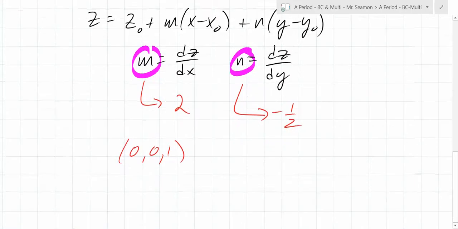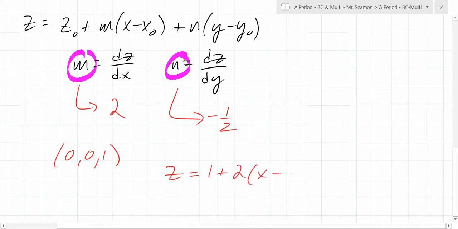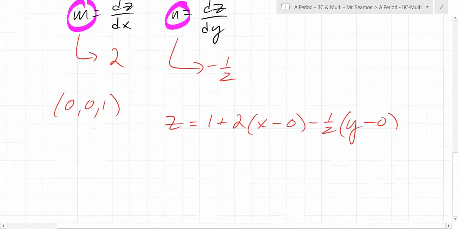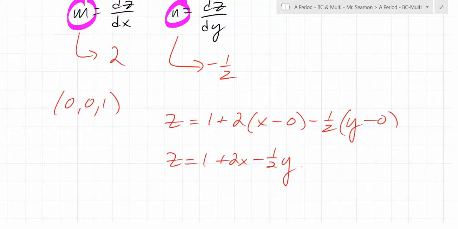Well, hold on. Let's see what happens. Hold on a second, James. Let's see what happens. So if we actually do this out, we're going to end up with z is equal to 1 plus m, which is 2, times x minus 0. Not plus, minus a half times y minus 0. So you end up with z is equal to 1 plus 2x minus 1/2 y. Okay. So I think, Tori, the question you're asking is if we picked a different initial point, will we end up with the same equation?